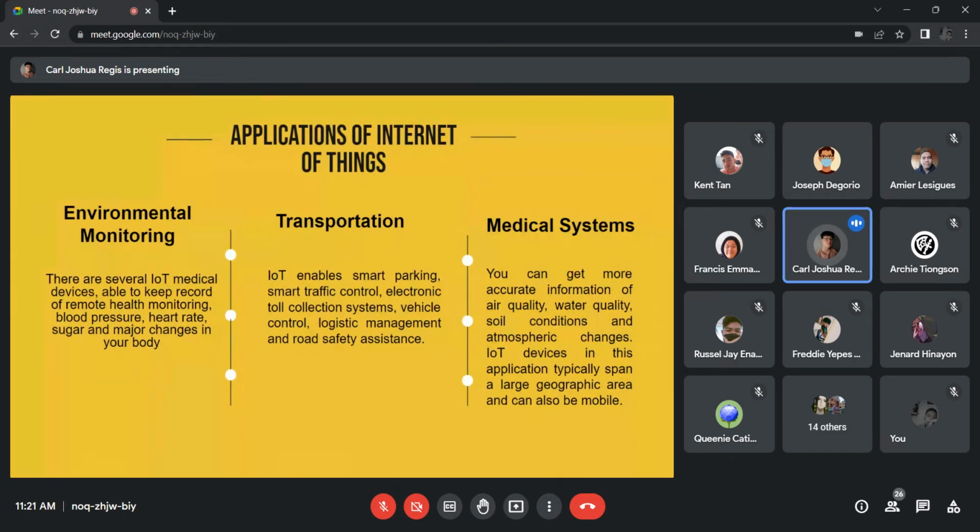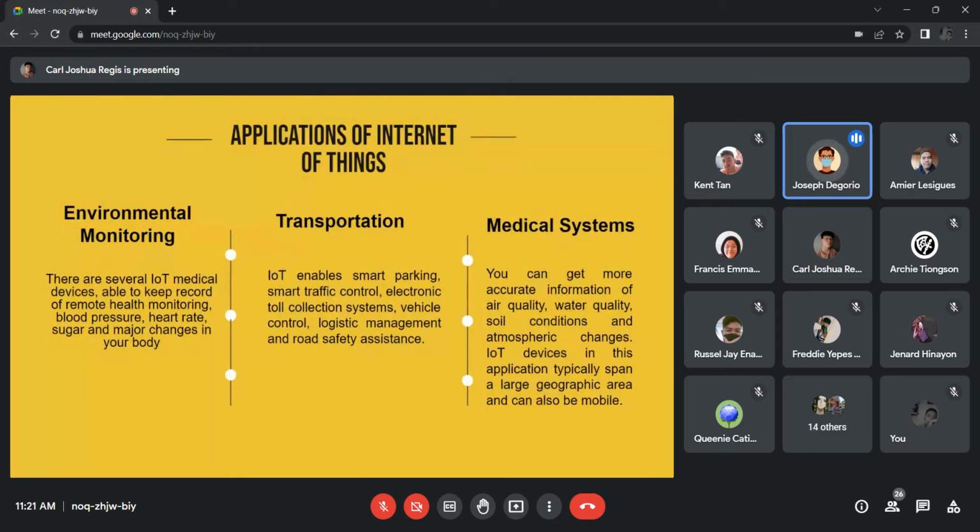Applications of Internet of Things. Environmental monitoring, you can get more accurate information. Yes, correct, Carl Sorejas. The definitions of environmental and medical were interchanged.